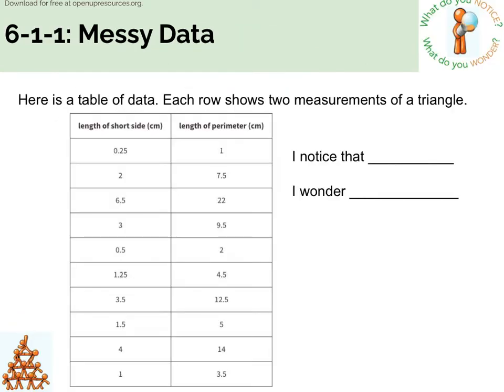All right, let's go ahead and turn to page 7. On page 7, it says, here's a table of data. Each row shows 2 measurements of a triangle. You're going to write down what you notice and then also what you wonder.